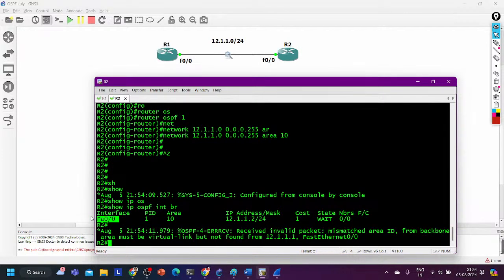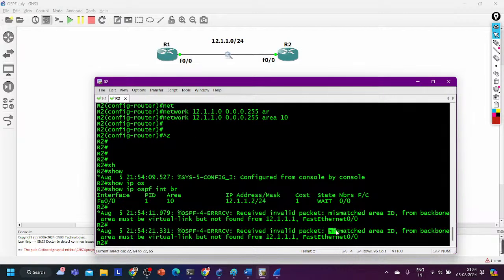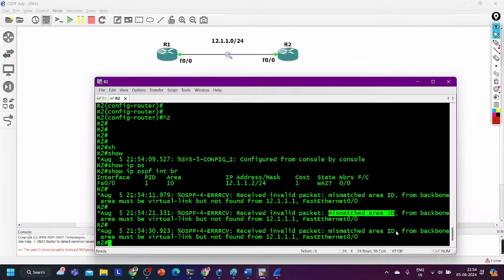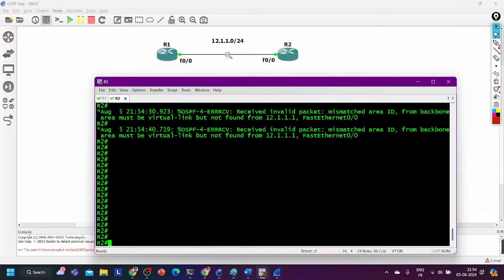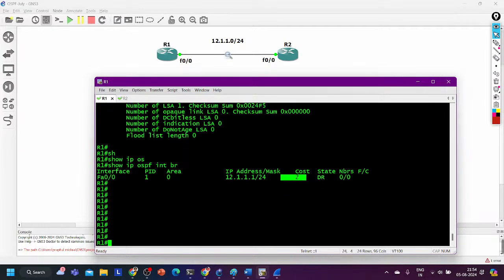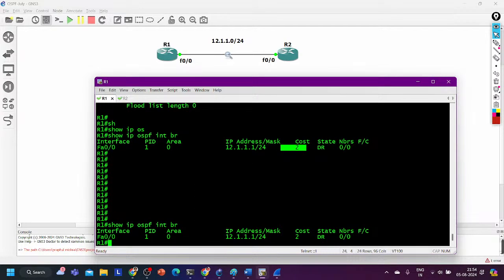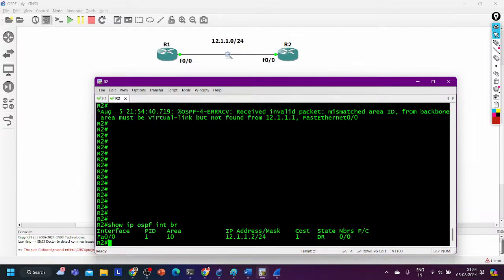And see the log message. It is receiving a hello message from its neighbor, but the issue is a mismatched area ID. So it is giving an error as well, like the area ID is mismatched here. How to troubleshoot this issue? On both routers you can simply use this command, show IP OSPF interface brief, over here as well.